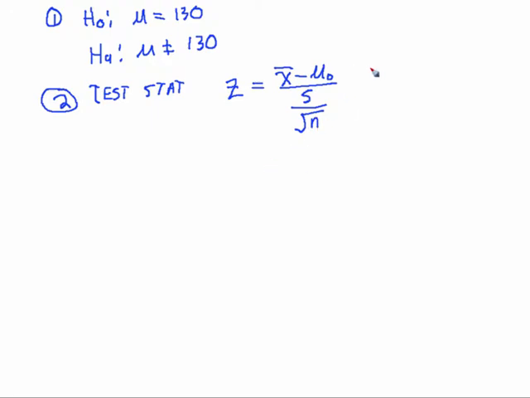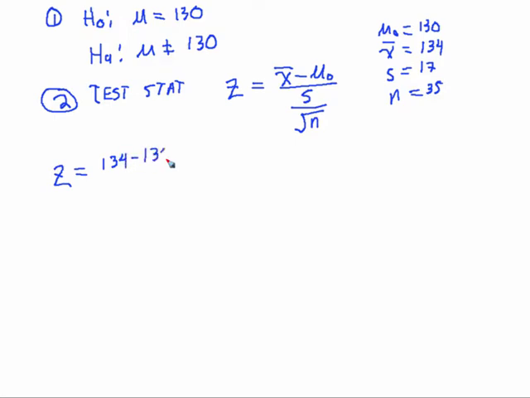Okay, so let's go get those numbers here real quick. The mu of the null was equal to 130. The x bar was given to be what? Well, our x bar was 134 calories. Our sample standard deviation was given to be 17, and our sample size was equal to 35. So that means our test statistic z is going to be equal to 134 minus 130 divided by 17 over the square root of 35.